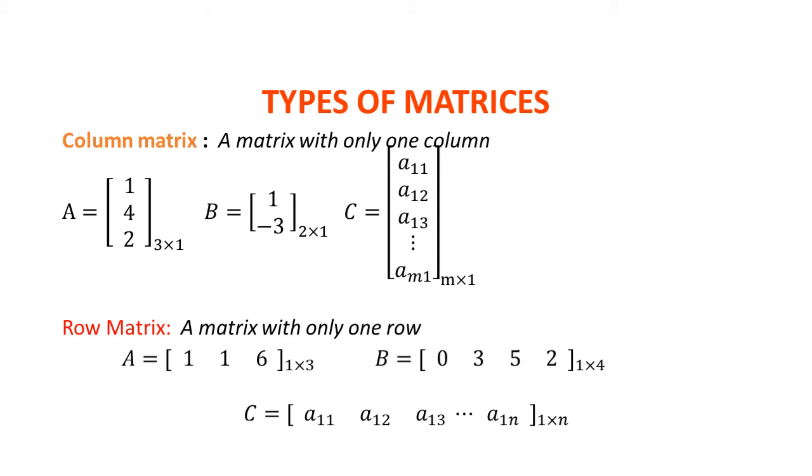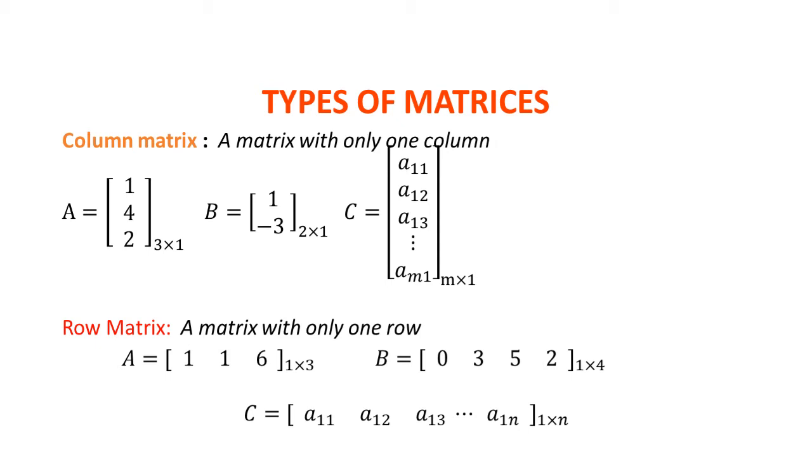So now let us see an example. A has 1, 4, 2. It's a matrix. It is inside the bracket. Inside we have numbers. And now when we see the order of the matrix, it has 3 rows and only one column. So 3 multiply 1 gives you the order of the matrix.